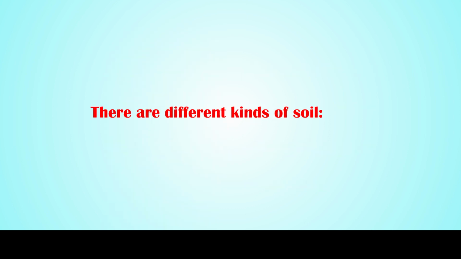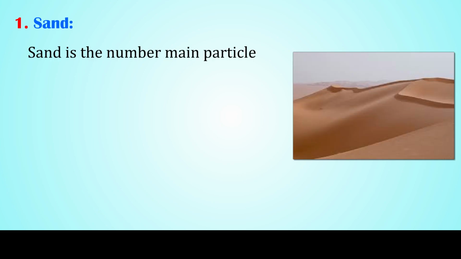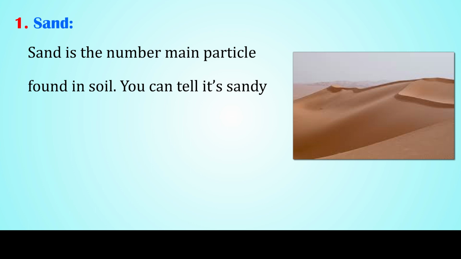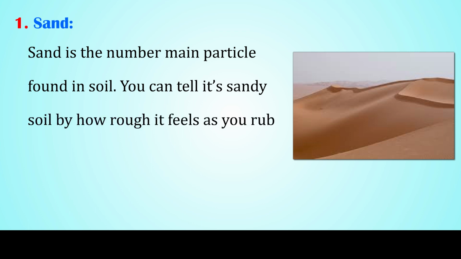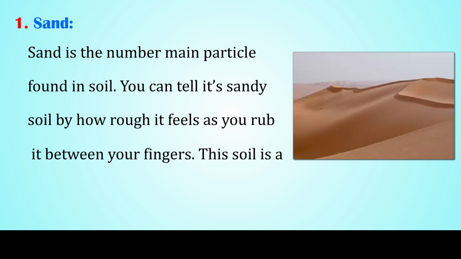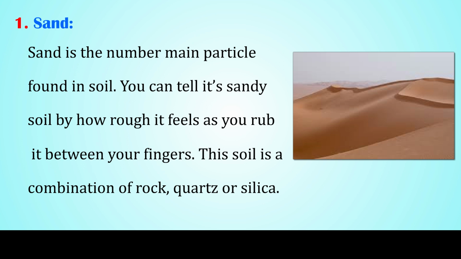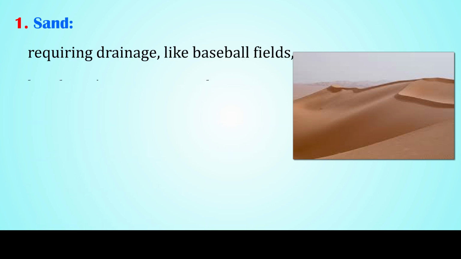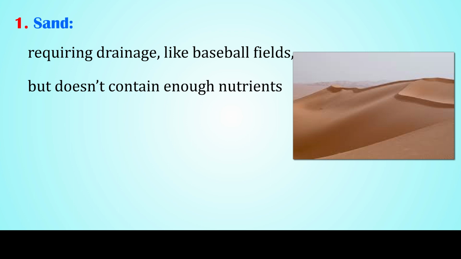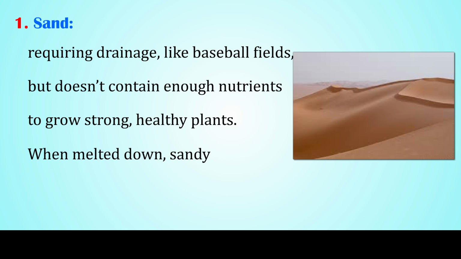Kinds of soil. There are different kinds of soil. 1. Sand is the main particle found in soil. You can tell it's sandy soil by how rough it feels as you rub it between your fingers. This soil is a combination of rock, quartz and silica. Sandy soil is what's needed in areas requiring drainage like baseball fields but doesn't contain enough nutrients to grow strong, healthy plants. When melted, sandy soil becomes glass.